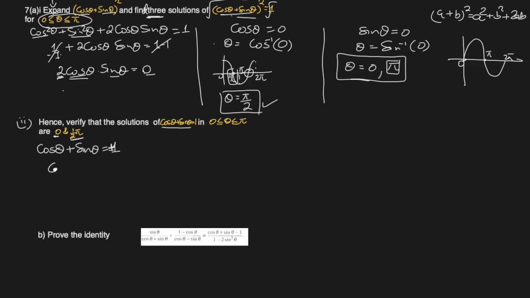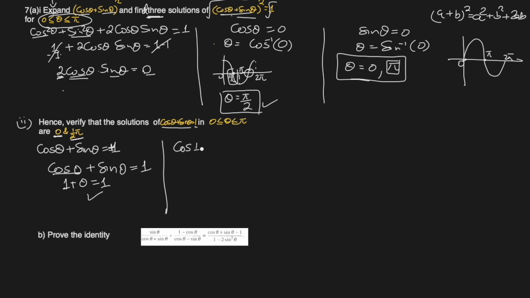We will do cos theta, or rather we have to verify. You know what verify means? We have to substitute these answers. So cos 0 plus sin 0 equal to positive 1. That's our real question, not negative. So yes, cos 0 is 1, sin 0 is 0, and it is equal to 1. Verified. Let's see the second one.